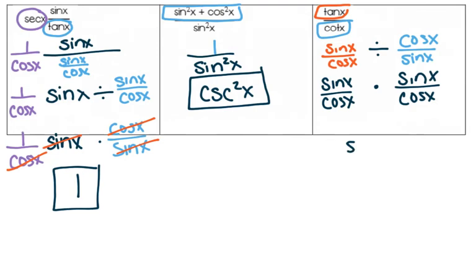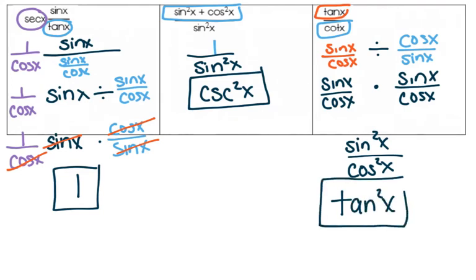So what we have right now is we have sine squared on top because there's 2 of them, cosine squared on bottom because there's 2 of them, and then we're going to use the quotient identity again. So we know that sine over cosine is tangent, so sine squared over cosine squared would be tan squared. And that would be it.